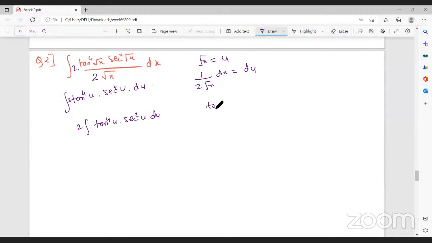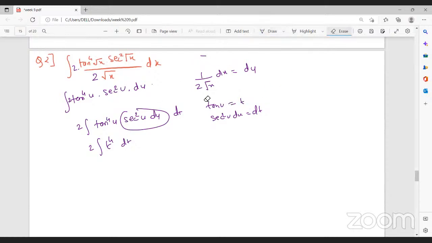If you take tan u equals t, then sec square u du will be equal to dt. So instead of this, you can put dt, and here you will get t to the power 4 dt. So here we have to substitute 2 times. First, root x equals u, and then tan u equals t.